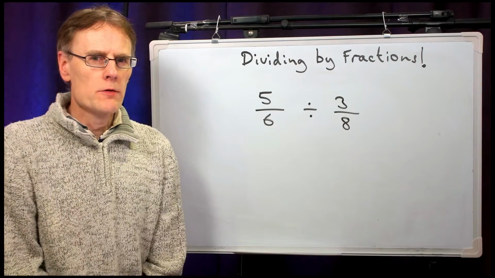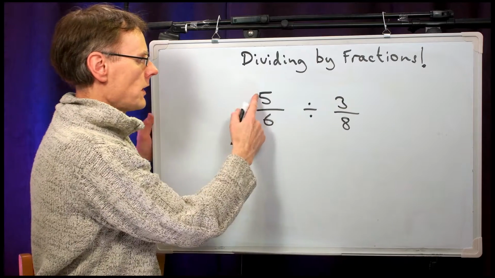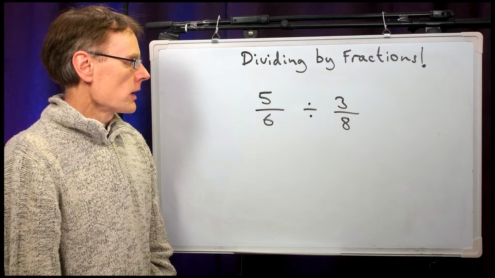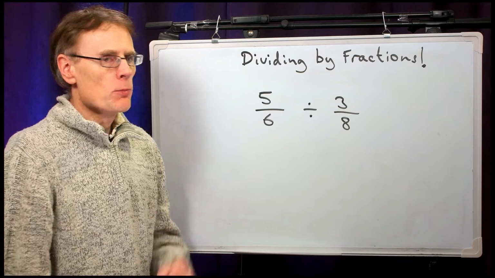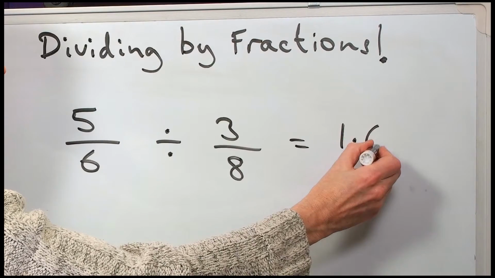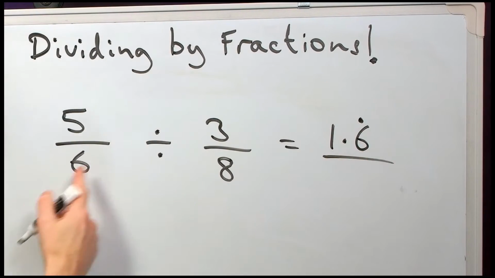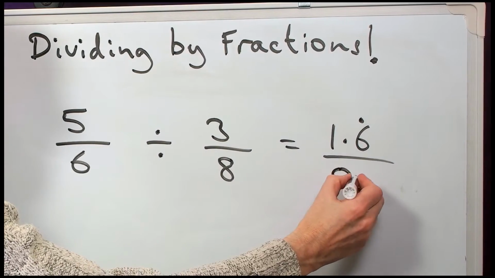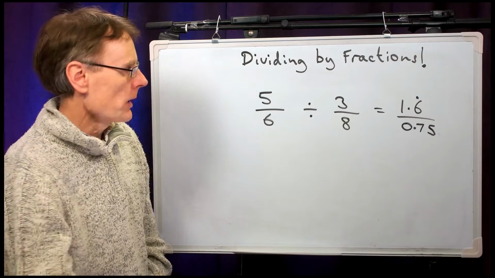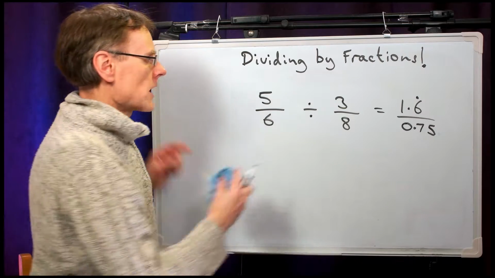Now let's try to divide fractions. So 5 divided by 3. Oh, that's tricky. 5 over 3, that's 1.6 recurring. That's not easy. 1.6 recurring over 6 divided by 8, that's 3/4. So 0.75. This is not going anywhere. This is difficult. That's not helping. Don't divide fractions.